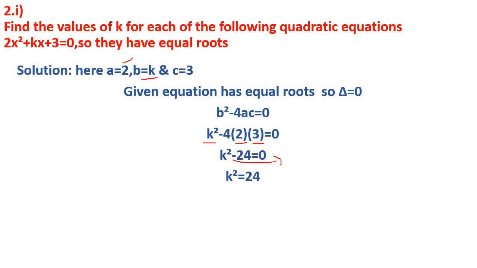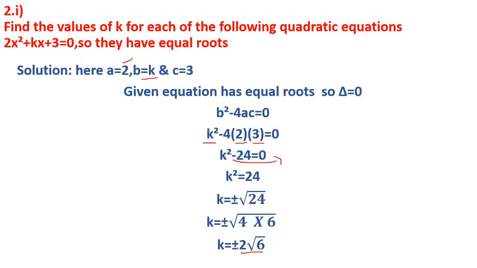Transpose −24 to the RHS. It becomes +24. Now k is equal to plus or minus square root of 24. 24 can be written as 4 × 6. Then k is equal to plus or minus 2 root 6. Therefore k is equal to plus or minus 2 root 6 for the quadratic equation to have equal roots. So we are able to find the value of k by using the condition b² − 4ac is equal to 0.